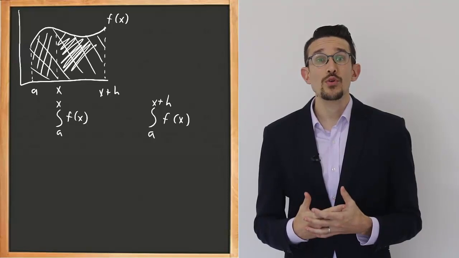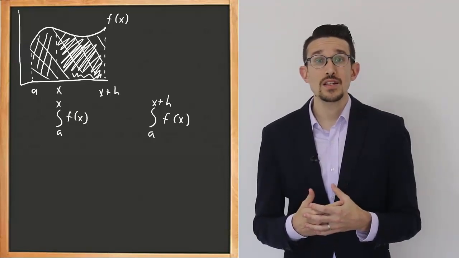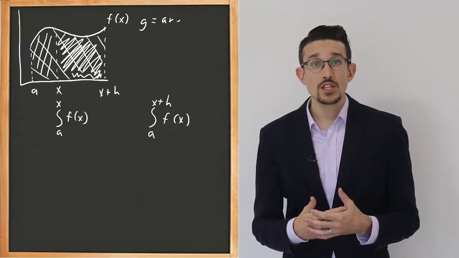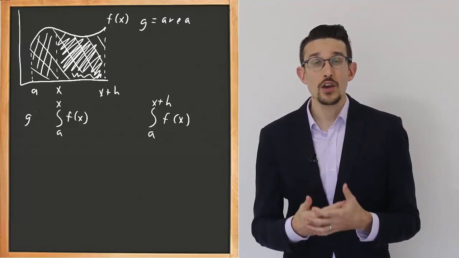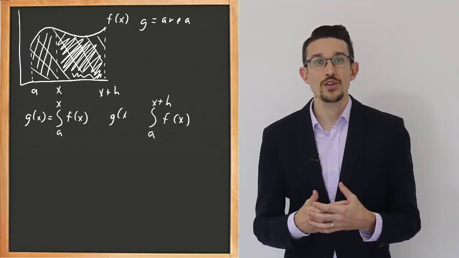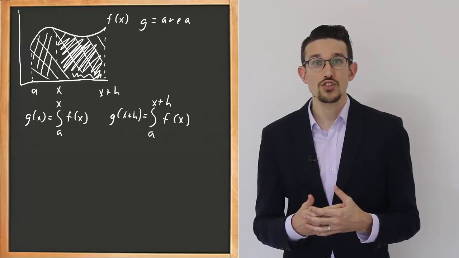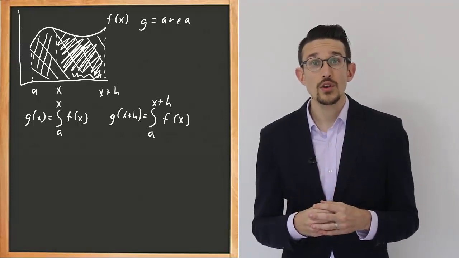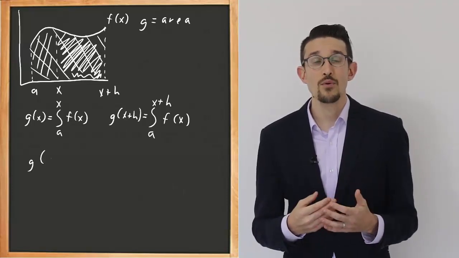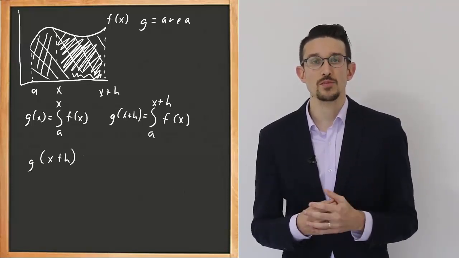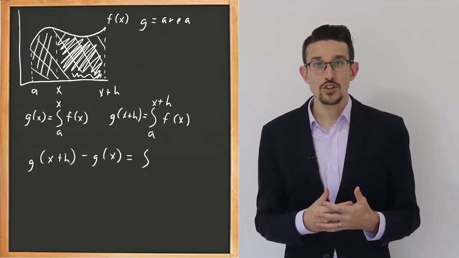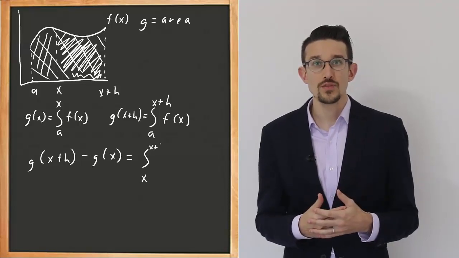What we're going to do is create a new function which represents the area under the curve. Let's call it g. So g of x would be the function that gives the area under the curve from a to x, and g of x plus h would be the area under the curve from a to x plus h. So what we're really looking for here is g of x plus h minus g of x. That will give us the area between x and x plus h. So this is actually equal to the integral of our function from x to x plus h.